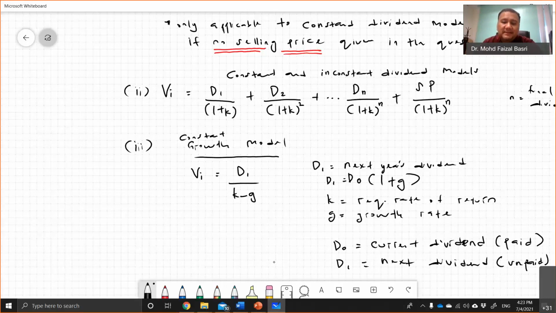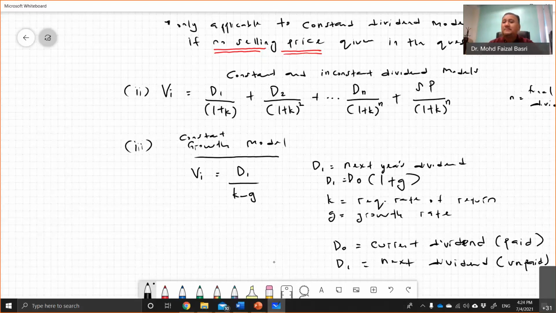But the second alternative, if the question says the expected dividend or the next dividend of the company would be 50 cents, if they use that wording, that's already your D1. So you don't multiply it with 1 plus G anymore, or else that will be D2, the second year's dividend. The formula needs D1. So if the question provides you with D1, which is next year's dividend, you just use that figure here without having to multiply with 1 plus G.